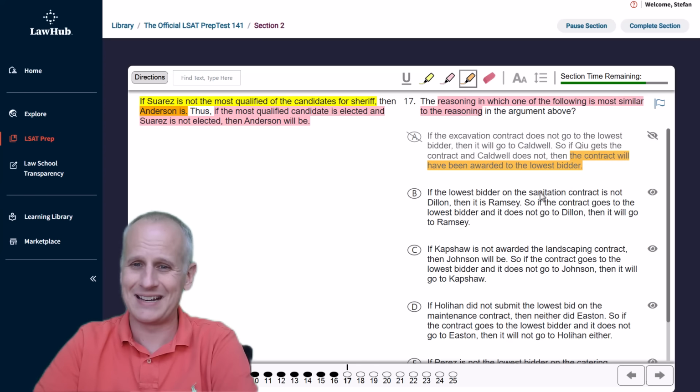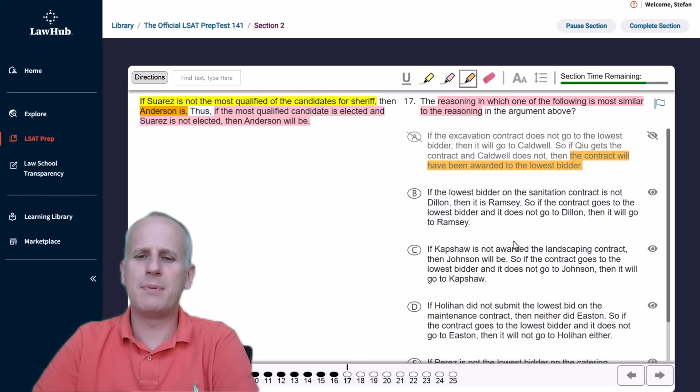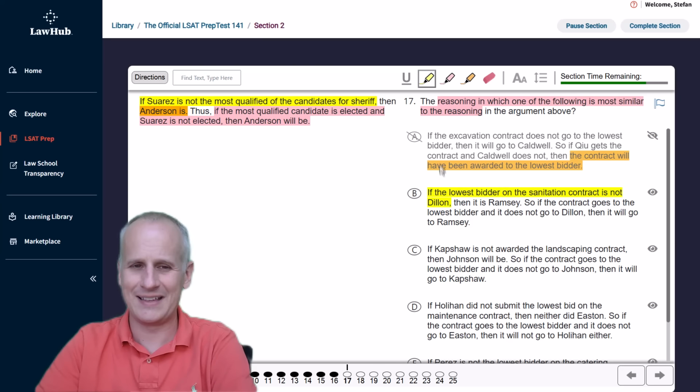It's close, but it's not correct. Now, choice B: if the lowest bidder on the sanitation contract is not Dylan, then it is Ramsey. I should immediately look at that and go, well, that kind of matches our structure pretty nicely. I could even highlight in the exact same colors, because lowest bidder is basically the same idea as most qualified. So if Suarez is not most qualified, then it's Andrson. If the lowest bidder is not Dylan, then it's Ramsey, matches the exact same structure.